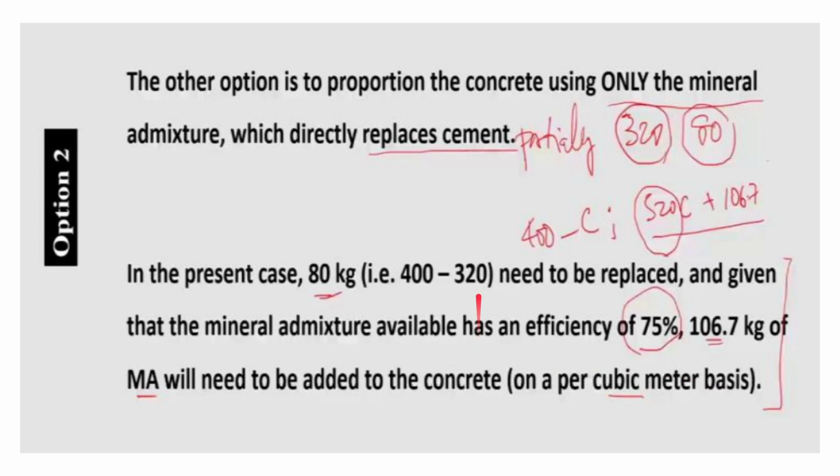If the mineral admixture has 75% efficiency of cement binder, that means we have to add more than 80. How much more? It is found by dividing 80 by the efficiency. Dividing 80 by 0.75, we get around 106.7 kg. So this much mineral admixture, which has 75% efficiency, will be equivalent to 80 kg of cement binder. By using this concept of mineral admixture, we can directly replace cement partially, bring down the level and satisfy the required conditions.